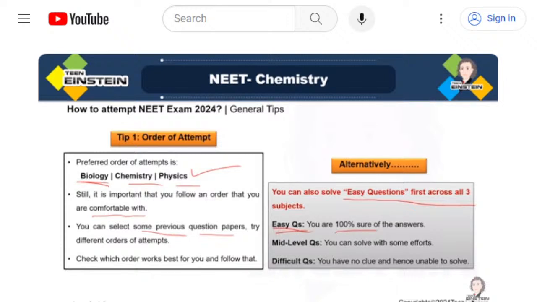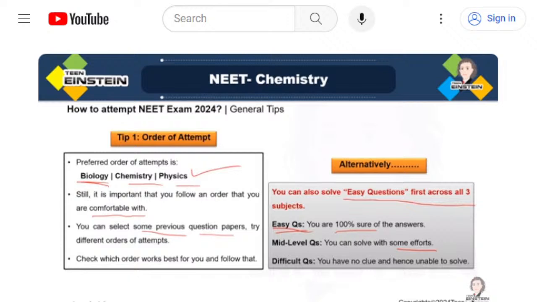Those are easy questions for you. Now for easy questions, just solve all the easy questions of biology, all the easy questions of chemistry, all the easy questions of physics. Then you go for the mid-level questions, that you can solve with some effort. You are not 100% sure, but it is not very difficult for you. You just have to give some time and then you can solve it. So that is a mid-level question.